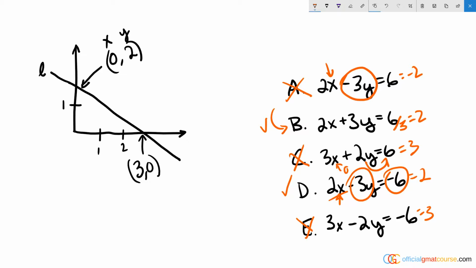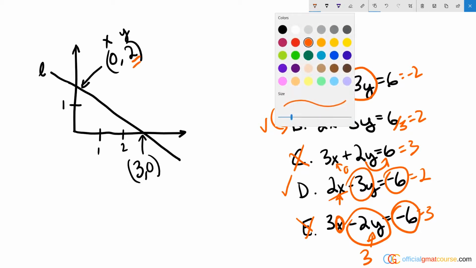So every time, all I'm doing is plugging in 0 for x, and I'm expecting to get a +2 for y. But if you look at what you would need to put in for y to make it equal -6, you would need to put in a +3, and that is why it is not correct, because we're expecting this +2. Now let's look at what is left on the table.